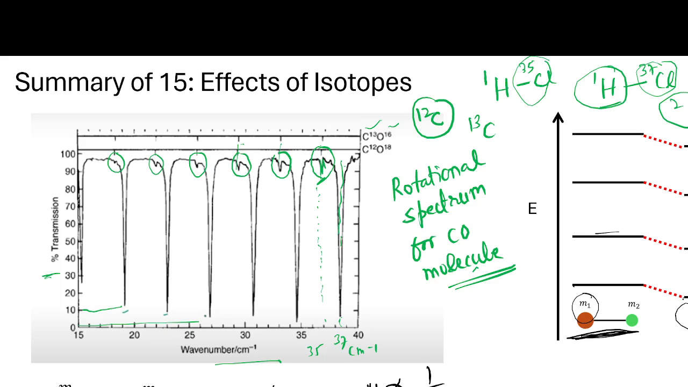So in one line, what is the effect of isotopes? When we dope or substitute some isotope with heavier masses, what will happen? The value of the rotational constant will decrease. As a result, the energy of the rotational line will decrease. So we can plot like this. This is your intensity and this is your wave number.